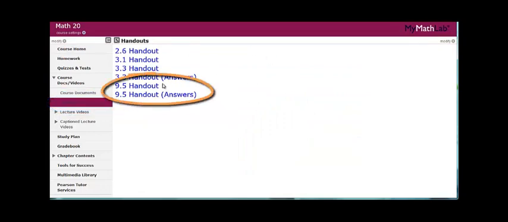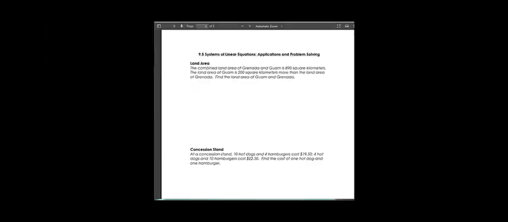We are in 9.5 and there's a handout, and I even posted an answer key so you can open both of those if you'd like and work through these on your own. But I'm going to open 9.5 and then we're going to work through these together today. Okay, here's the handout for 9.5.